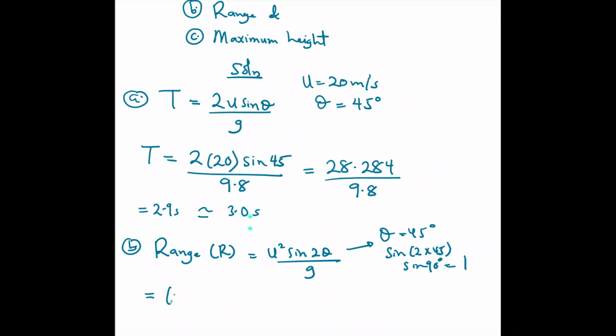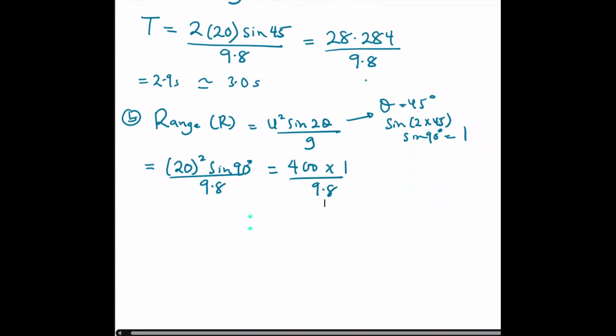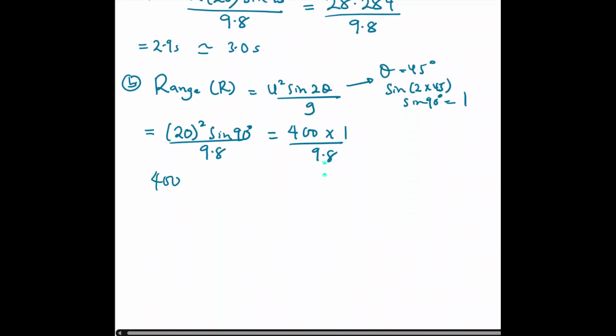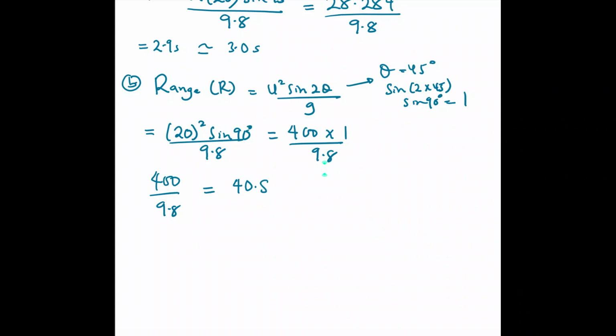Now the velocity we are given is 20, so that's 20 squared sine 90 degrees divided by 9.8. That will be 20 times 20, that's 400, times sine 90 which is 1, over 9.8. 400 divided by 9.8 will give us 40.81 meters, which is approximately 41 meters.